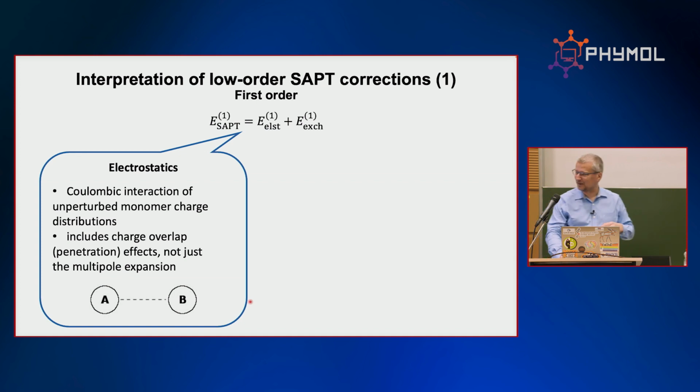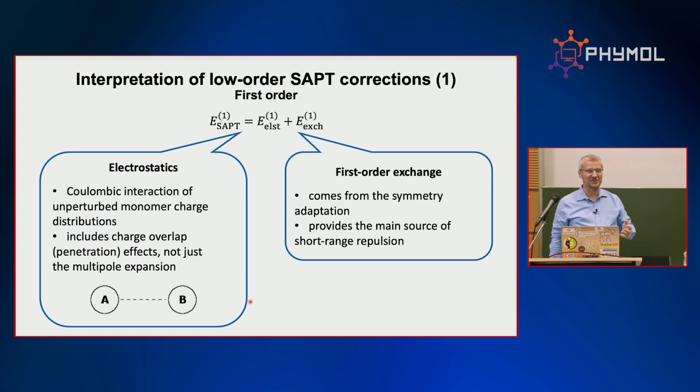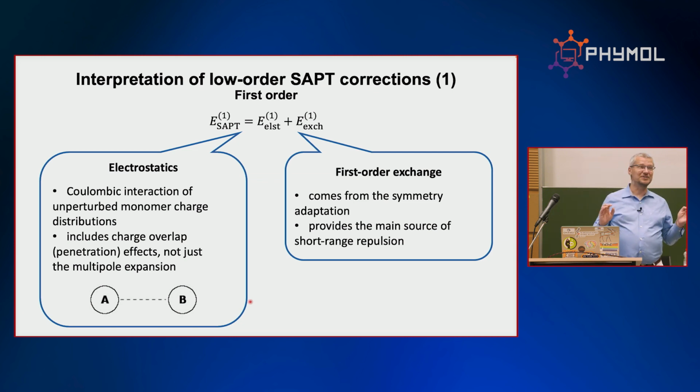So that's the first part, and my bad cartoon indicates that the two molecules A and B are in their original non-interacting state, and these two charge densities interact. Now, we need symmetry adaptation to get exchange. This is where it's coming from. And actually, the first order exchange is a repulsive contribution, and that provides the main source of short-range repulsion. So this first order exchange is the main reason why your two molecules cannot get too close to each other.